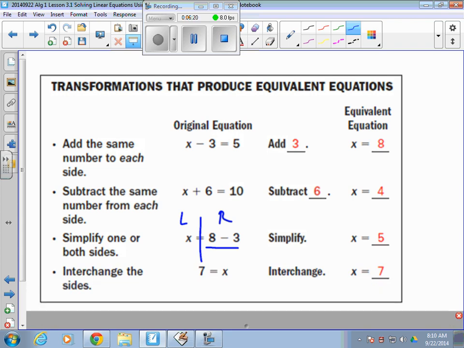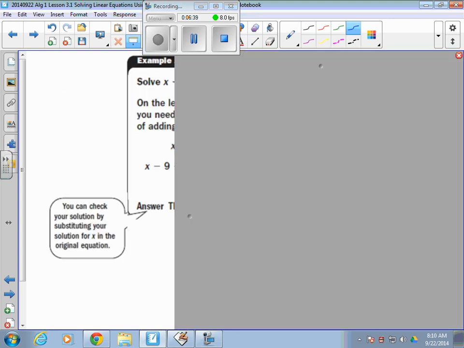And then interchanging the sides, 7 is equal to x is the same thing if you just want to put the x first and say x is equal to 7. Changing both sides. So here are 4 transformations: adding the same number to both sides, subtracting the same number, simplifying one or both sides, and then interchanging the sides. Okay. Then here's example number 1.